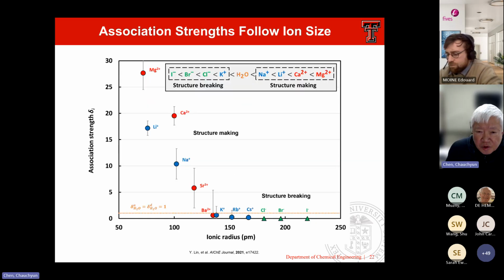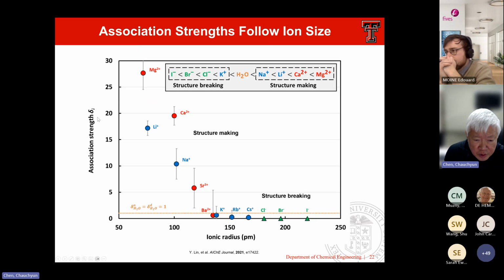Looking at the model parameters, of course, the high interest to us is the association strengths of the various ions. And we see that the association strengths of ions actually follow the ion size. The larger they are, the weaker the association strengths. For example, lithium is the smallest one, and it has the highest association strength. And sodium is larger, therefore it's coming down. Another fact we found is that double charged ions showed even stronger association strengths. And keep in mind, we did use water self-association as a reference.